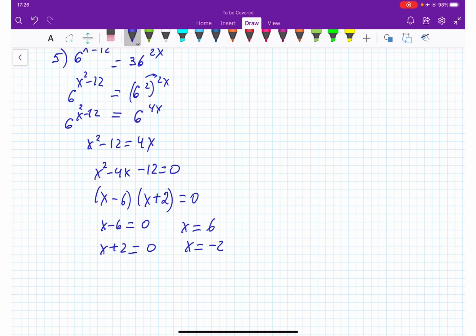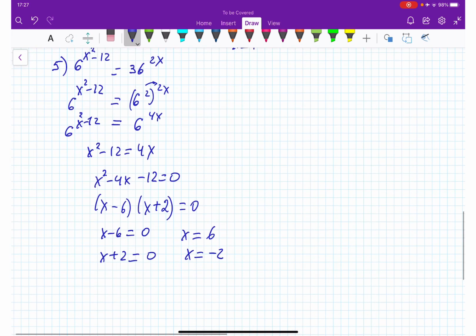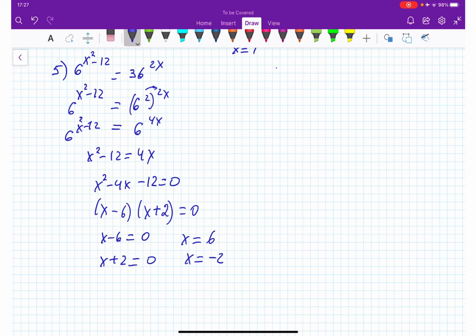So, what we're gonna do next, let's solve next question. Question number 6. It is gonna be 4 to power x plus 6 is equal 16 to power x minus 2. All right, so 4 and 16, I can represent 16 as 4 squared, right? 4 to power 2 and to power x minus 2.